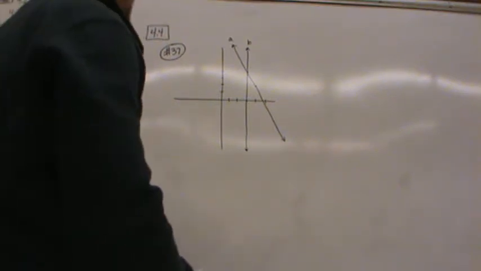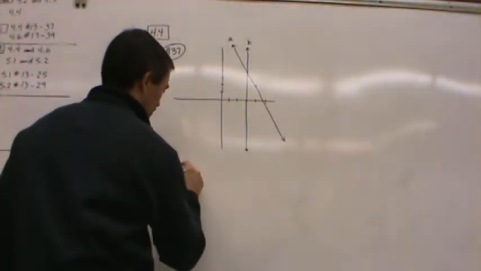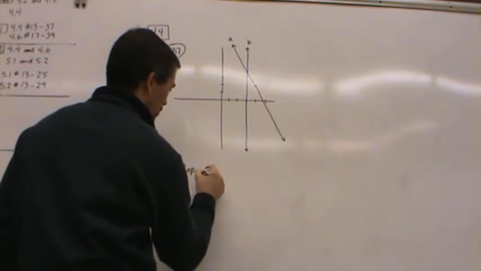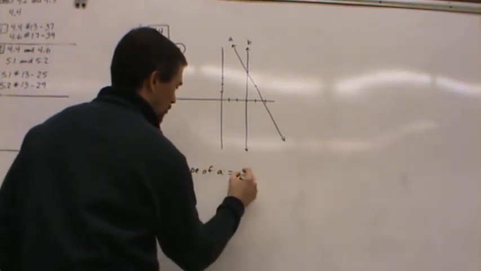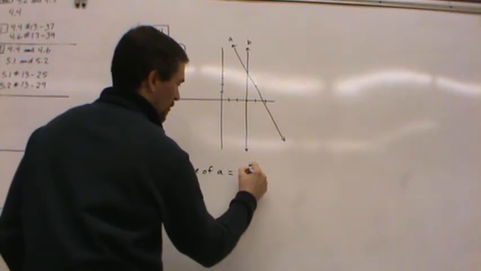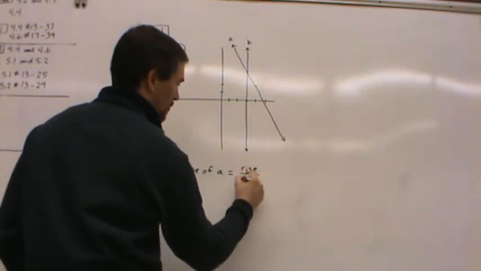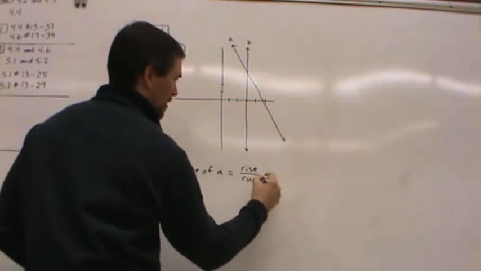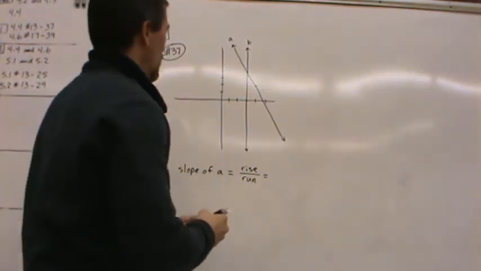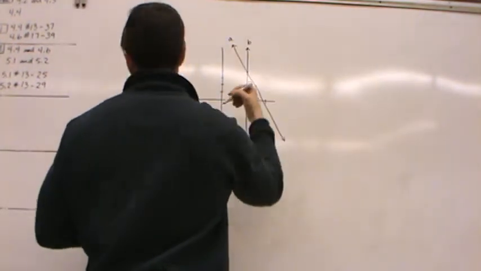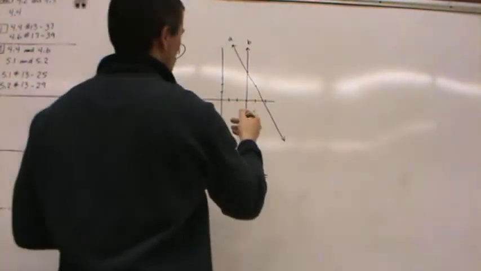For number 37, they ask you to find the slope of each line. So slope of A equals, and I'll remind you that slope is rise over run. You really need to get that in your head. So let's say I drew what the book shows as neatly as I could here.